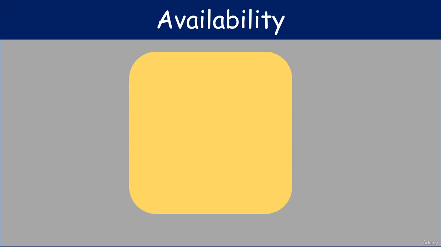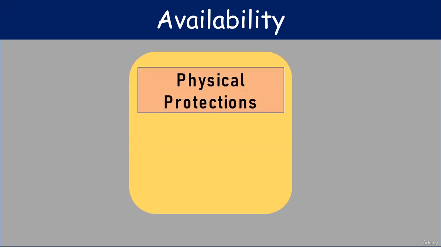So the tool of availability that we have here is physical protections. So what is physical protections? Physical safeguard means to keep information available even in the event of physical challenges. It ensures sensitive information and critical information technology are housed in secure areas.